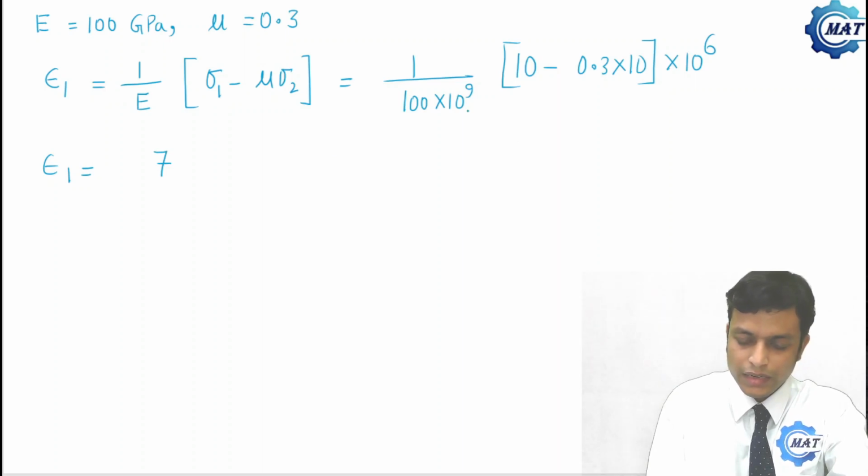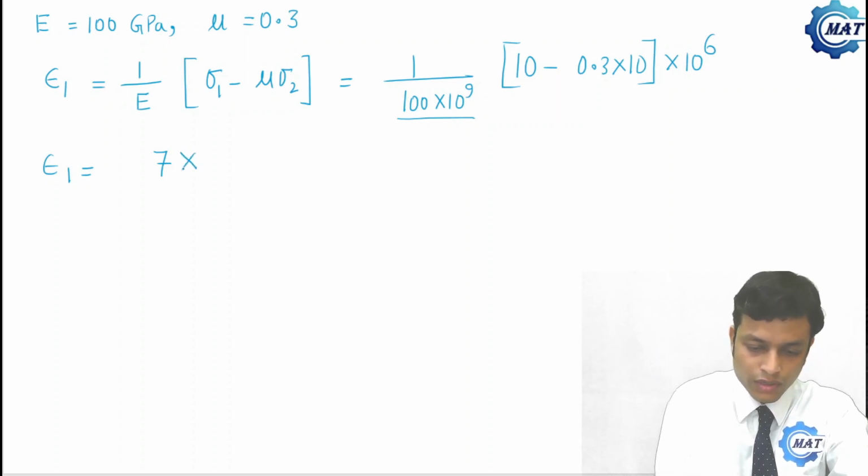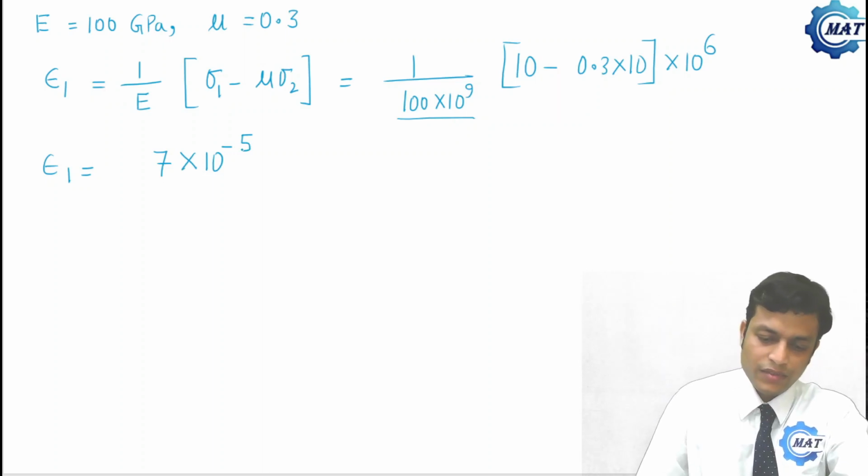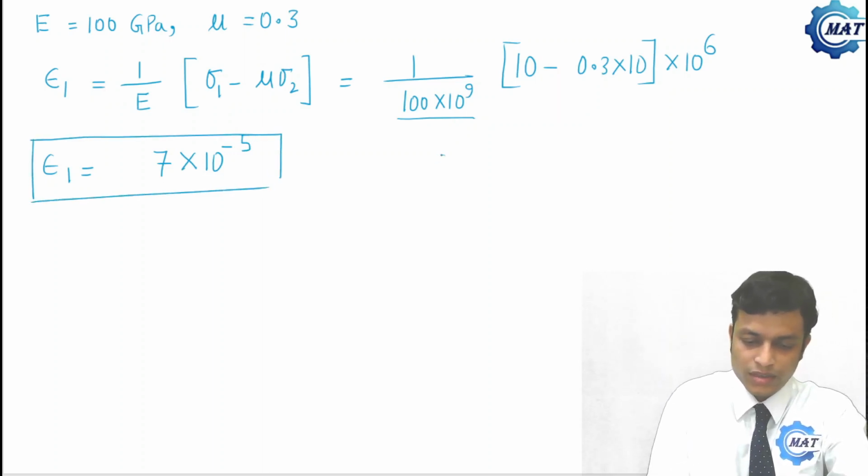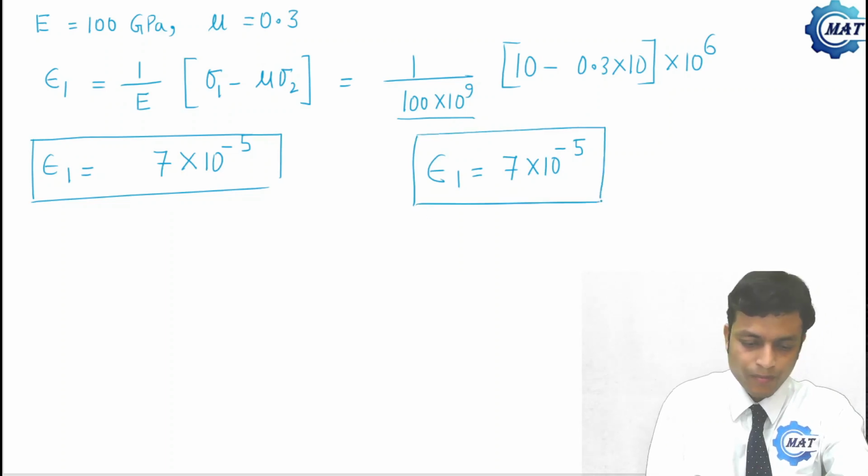Here 10 to the power 11 in total, and here 10 to the power 6. So 10 to the power minus 5, since 6 minus 11 is minus 5. So this is the value of epsilon 1, 7 into 10 to the power minus 5. This is the value of axial strain.